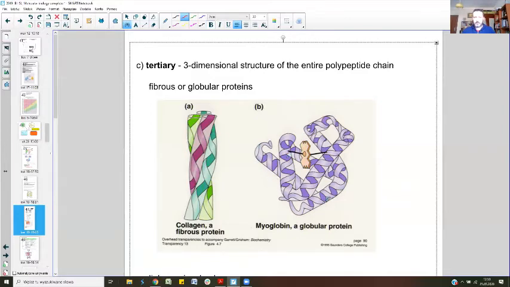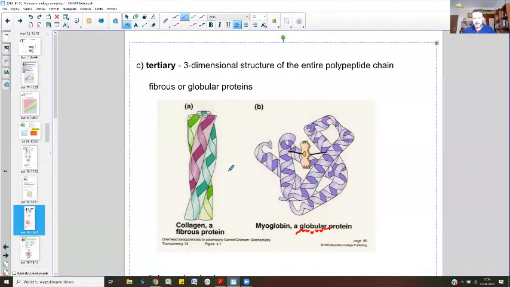Globular proteins, here you can see the example, myoglobin, which is a protein in muscles responsible for storing oxygen, is coiled in a spherical way. That's why we call them globular, so globin. And its solubility in water is relatively high, higher than collagen. Globular proteins, because of their solubility, have a different range of roles.